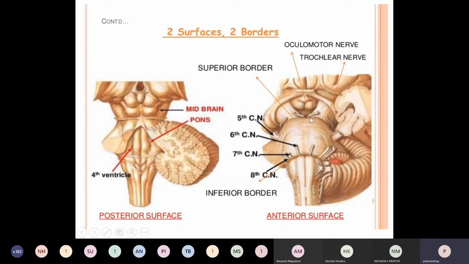Now this is the superior border of the pons, where you can see two bulky masses of fibers running, which are called the crus cerebri or cerebral peduncles, which are a part of the midbrain.